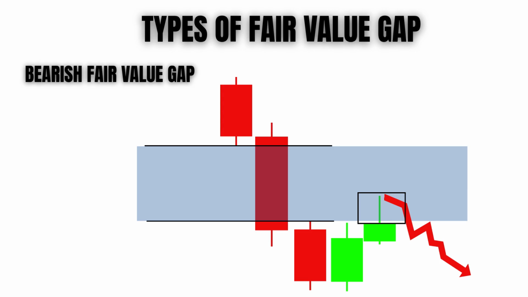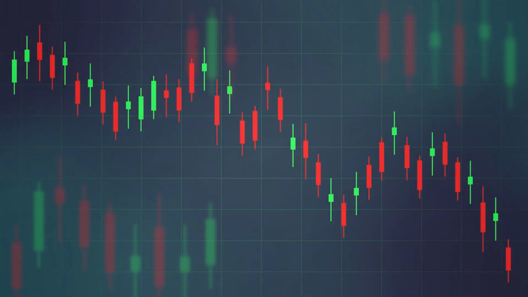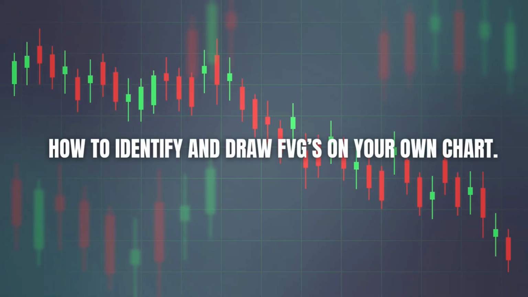The direction of the FVG always matches the direction of the displacement candle. Bullish displacement creates a bullish FVG. Bearish displacement creates a bearish FVG. And you always trade the FVG in the direction of the displacement, not against it. Let me walk you through exactly how to identify and draw these on your own chart.